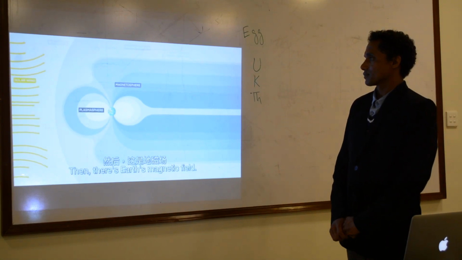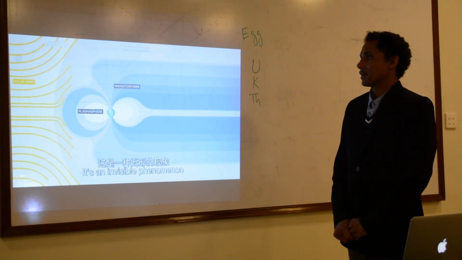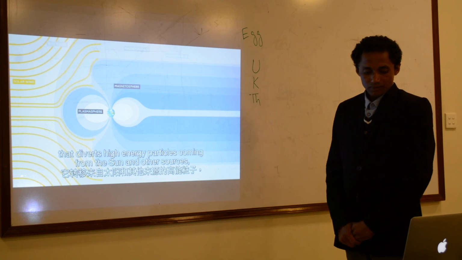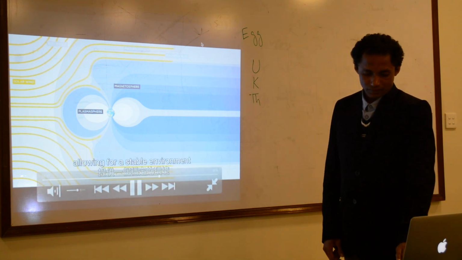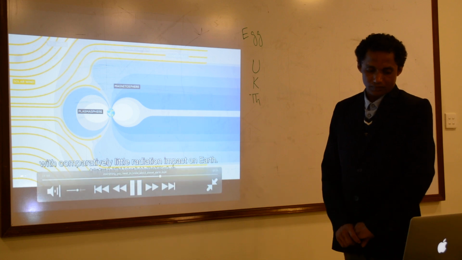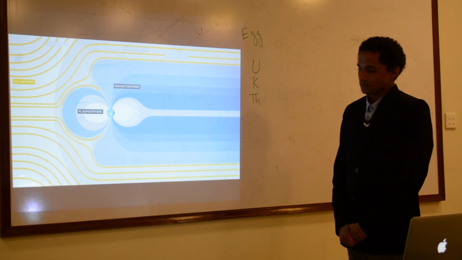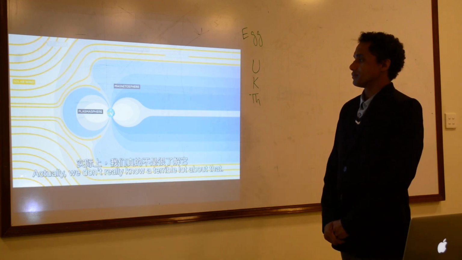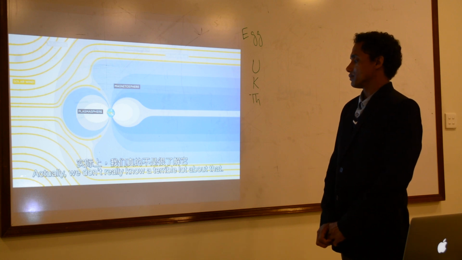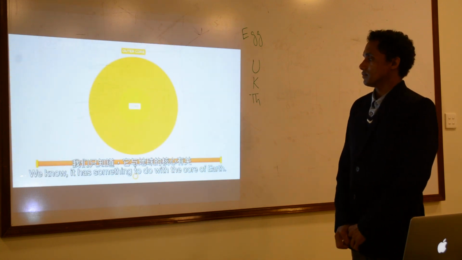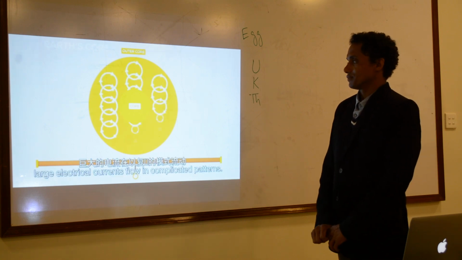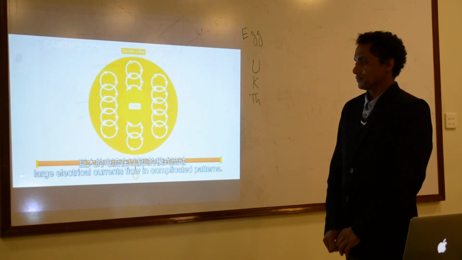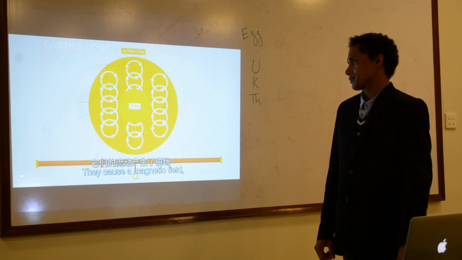Then there's Earth's magnetic field. It's an invisible phenomenon that diverts high-energy particles coming from the sun and other sources, allowing for a stable environment with comparatively little radiation impact on Earth. But why is it there? Actually, we don't really know a terrible lot about that. We know it has something to do with the core of the Earth. Inside this metal sphere, large electrical currents flow in complicated patterns. They cause a magnetic field.